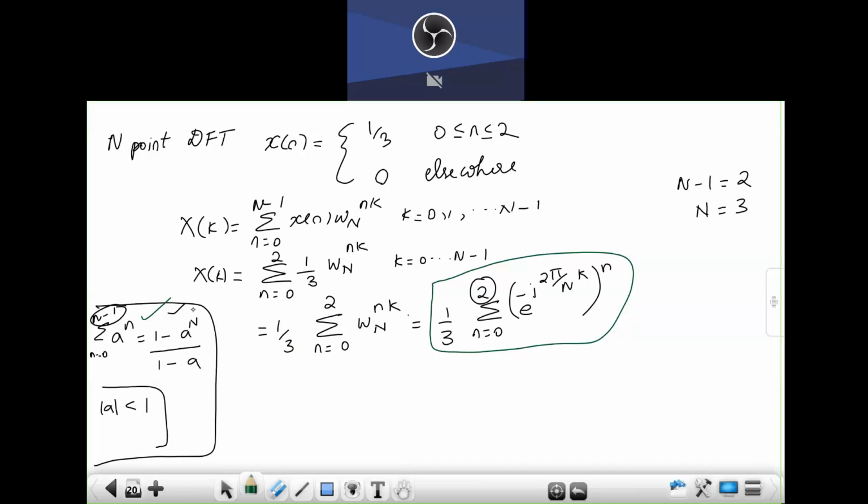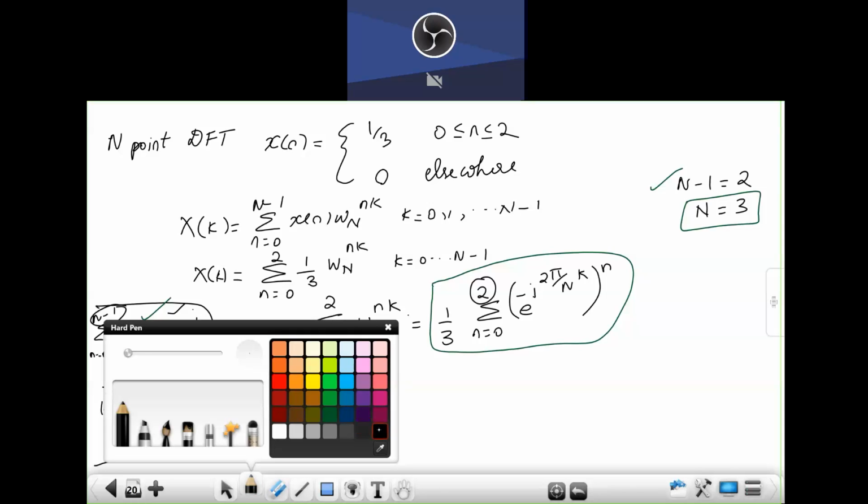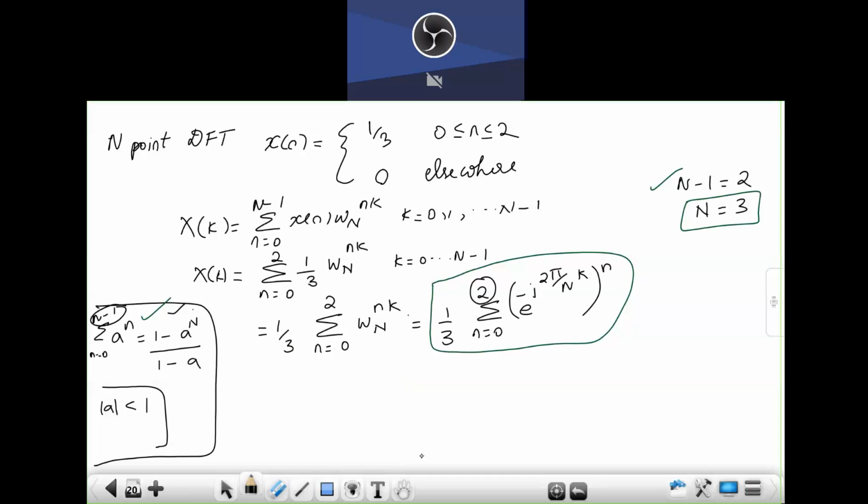Your capital N minus 1 is 2, so capital N value will be 3. Got it? So what is going to happen? Write down that. So this will be 1 by 3. A power n, capital N value, now it is 3. 1 by 3, the constant, you removed out. This is 1 minus A.